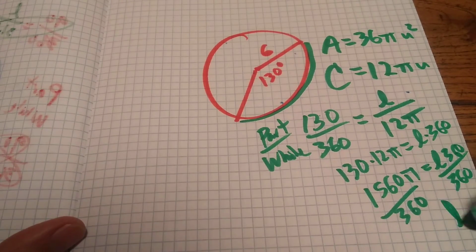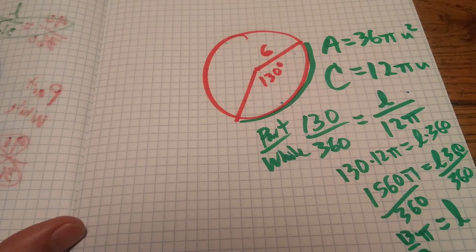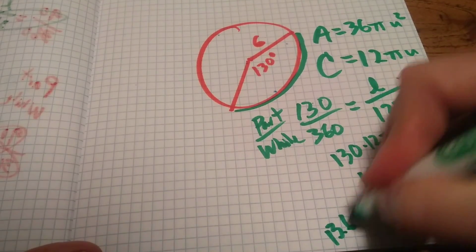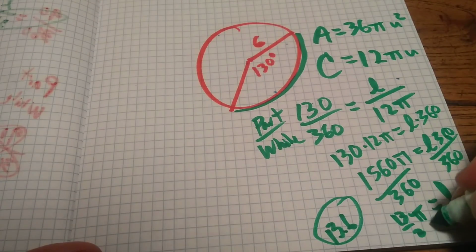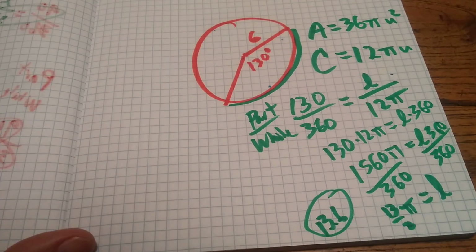Okay, so the length of that arc is 13/3 pi. Or if I plug in 3.14, I multiply this times 3.14. That happens to be about 13. I was really close with my estimate. 13.6 is what that rounds to. The 13/3 pi is the exact answer, and this is an approximation because I'm using 3.14.